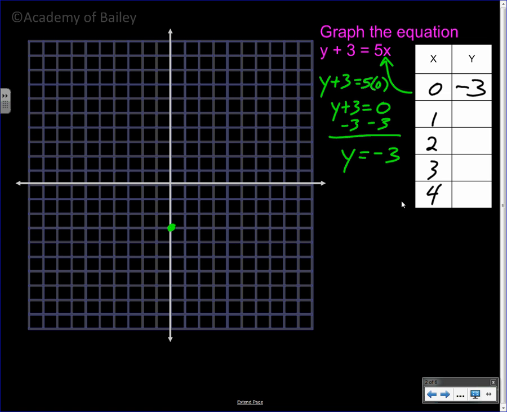All right, now if x is 1, what's y going to equal? Well, we substitute 1 in there, and y plus 3 is equal to 5. We subtract 3 from both sides. Y is equal to 2. So from the origin, we go right 1, and then we go up 2.